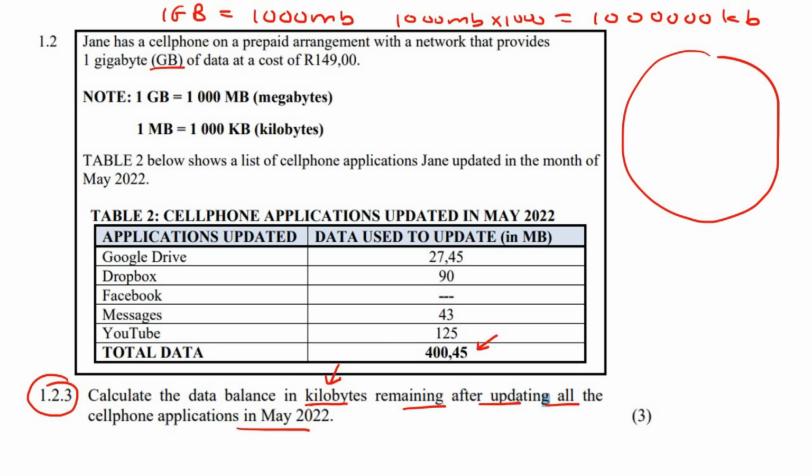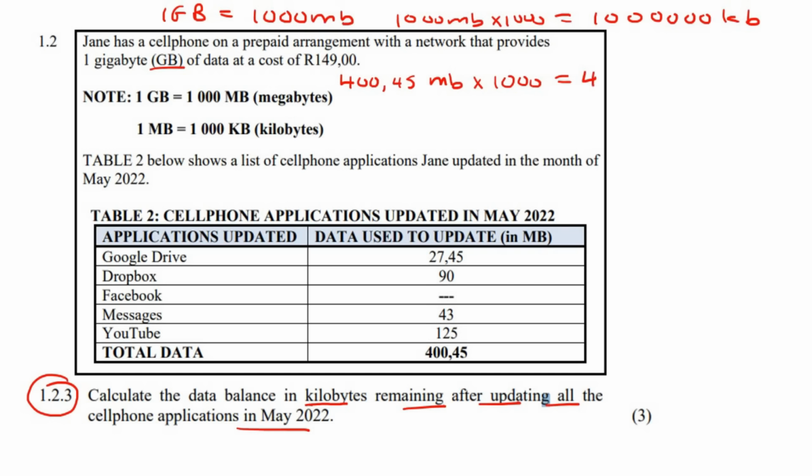Now, this is in megabytes. So we could say 400.45 megabytes. Then to change that to kilobytes, remember you have to multiply it by 1,000. And that's going to become 400,450 kilobytes. So if we think about a big circle, at the beginning of each month, she receives 1 million kilobytes.